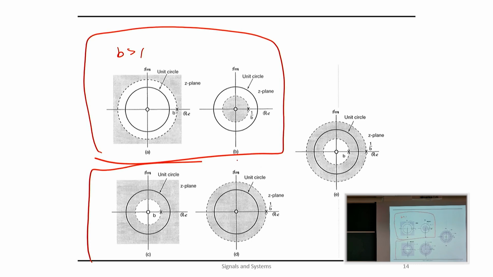Now if you instead choose b that is between 0 and 1, then the first term gives you this, the second term gives you this, and the intersection of the two gives you a ring from b to 1 over b. Okay?